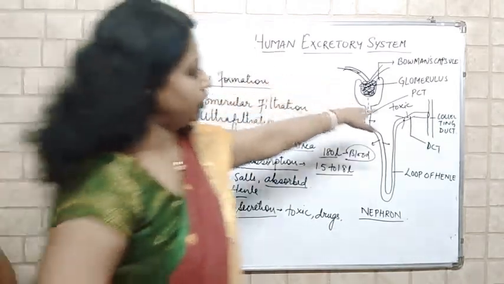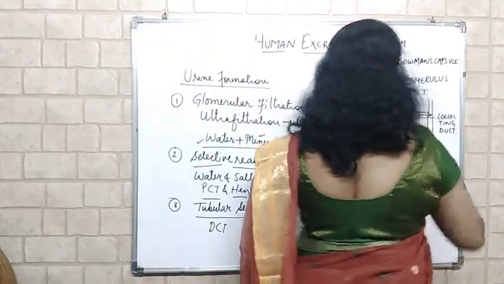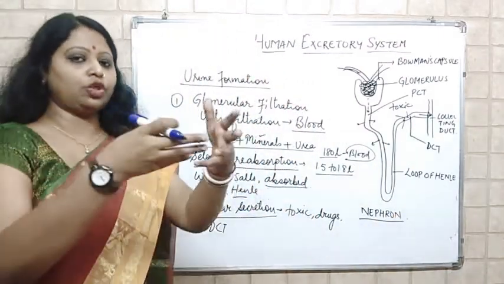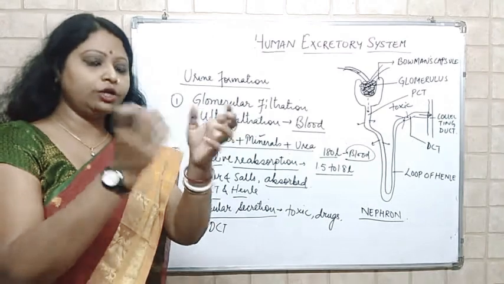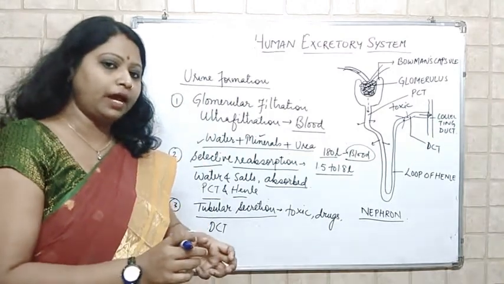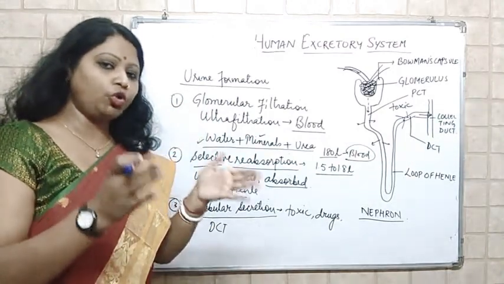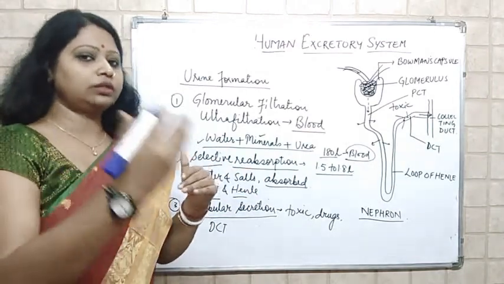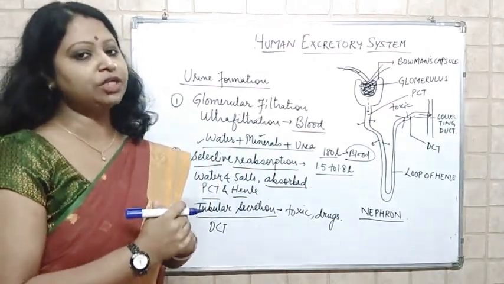And now the urine will reach the collecting duct. All the collecting ducts will join to the ureter. The ureter will carry it to the urinary bladder. The urinary bladder will store it as long as it is able to hold, and after that will throw it out from time to time by the process known as micturition.